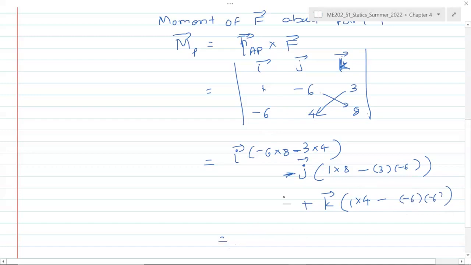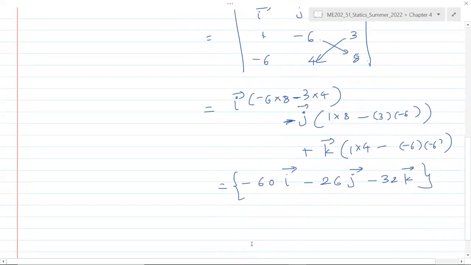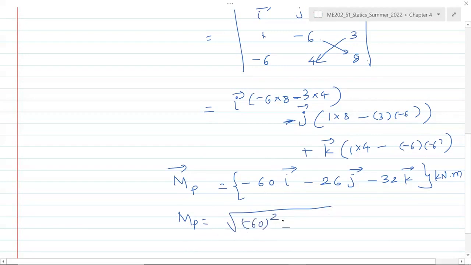And when we solve all these components, the first part is minus 60i, the middle part is minus 26j, and the third is minus 32k. And that's our moment as a 3D Cartesian vector in kilonewton meter units. Moment of a force about point P. If you like, you can calculate the magnitude of this moment by the square root of the sum of these 3 components squared. I leave it up to you to calculate this. Thank you.